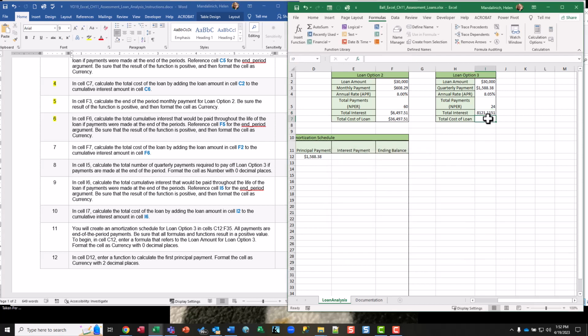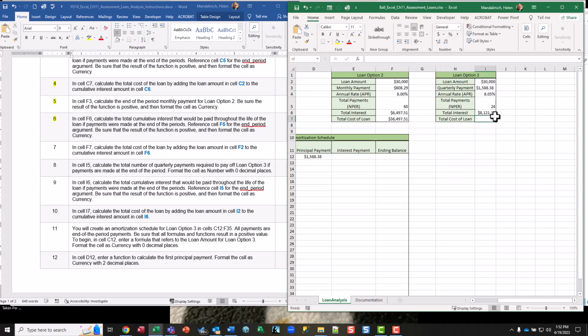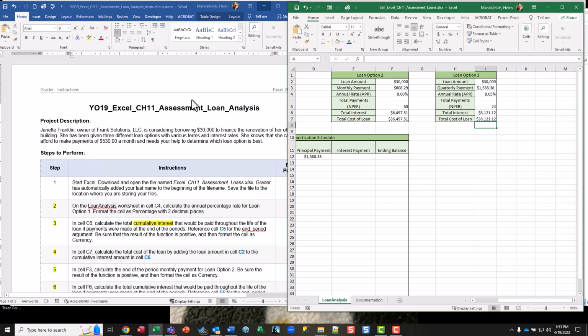Okay, so then the total cost of the loan would just be, so we need to make this what? Currency or something? Currency. So then this total cost would just be equal this plus that. Okay, so that gets you up through 10. Then you have to do your amortization schedule. So, all right, hopefully that helps get you through these top parts. All right, let me know if you have more questions. Thanks.